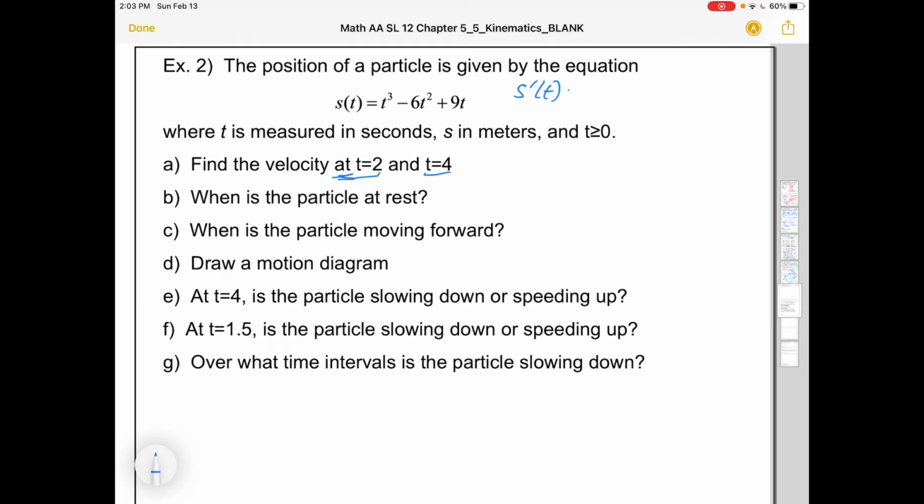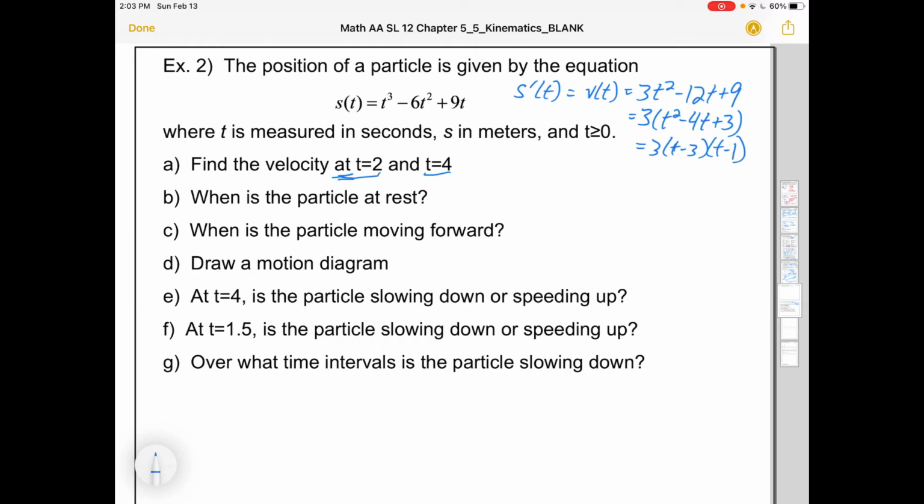So velocity is the first derivative of position, which would be 3t squared minus 12t plus 9. Now, that's factorable, so I would be inclined to factor it because it is going to be helpful later on, depending on what we're trying to do. So sometimes the expanded form will help, sometimes the factored form.